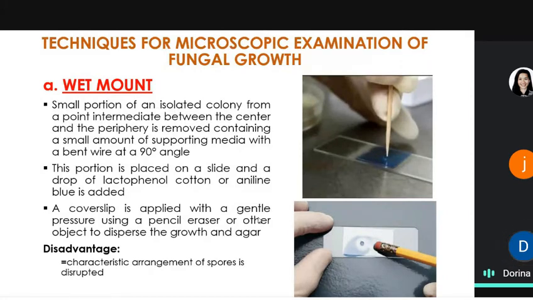Lagay ka ng LPCB sa wet mount. Lagay ka ng sample, nilagay mo ng cover slip, in-examine mo under the microscope. Now what is the problem with this one is that nasisira yung arrangement ng ating spores. Why? From the picking of the colony dun sa ating media to the pressing of the cover slip over the colony. Okay, so pwede natin ma-disrupt yung spores doon.